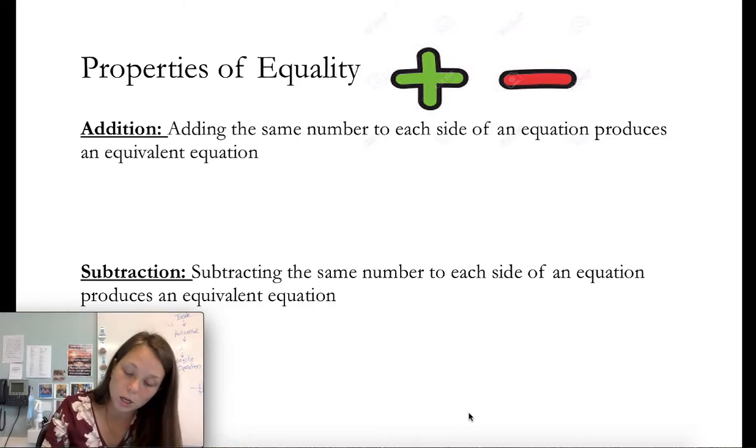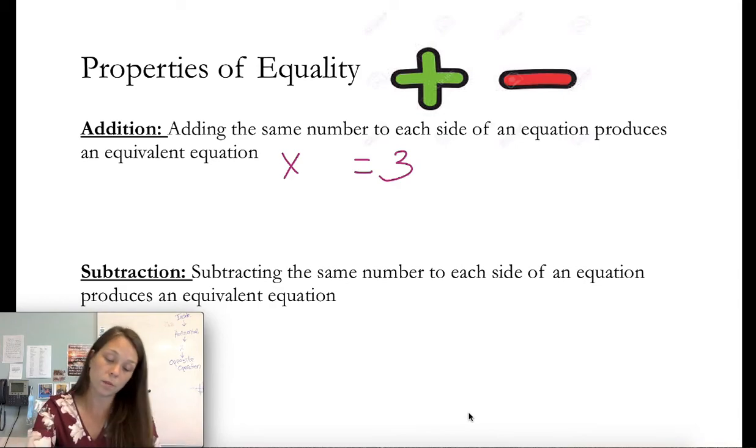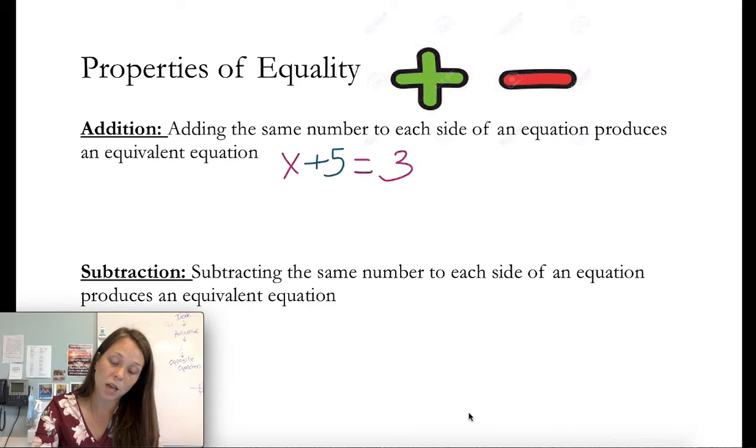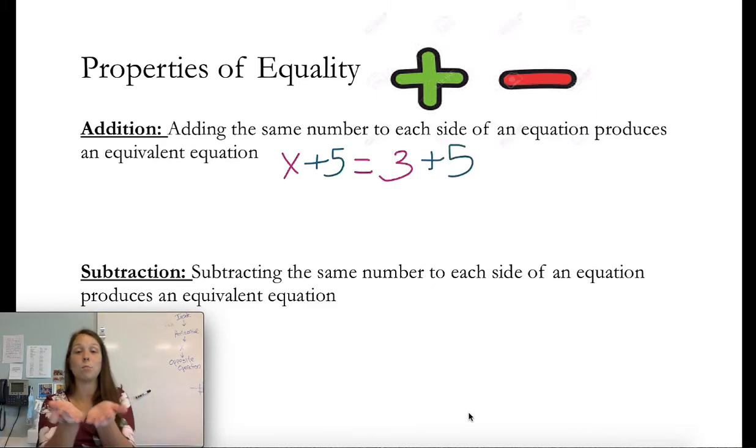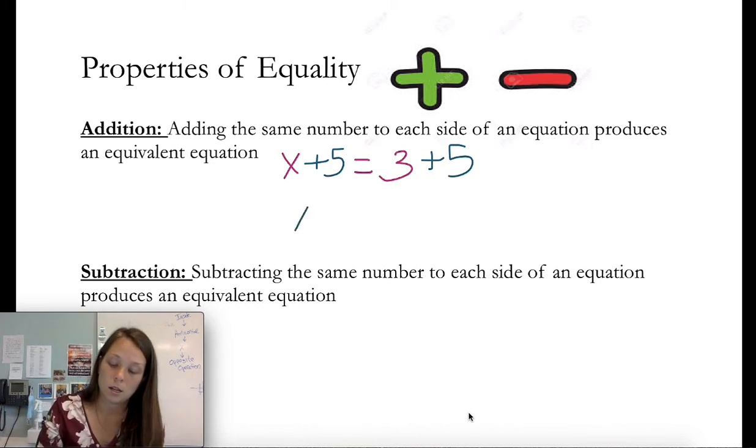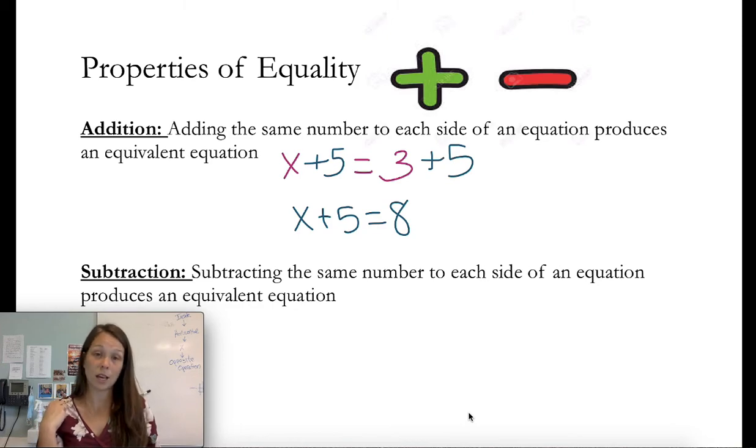So what this addition property of equality says, if I have a number such as x equal to 3, but if I take that number x and I add 5 to both sides, I still have a balanced equation. I still have an equal equation here. And I could write x plus 5 equals 8.